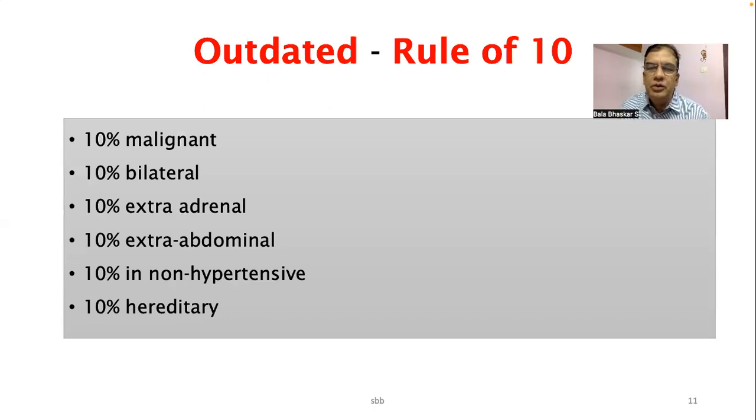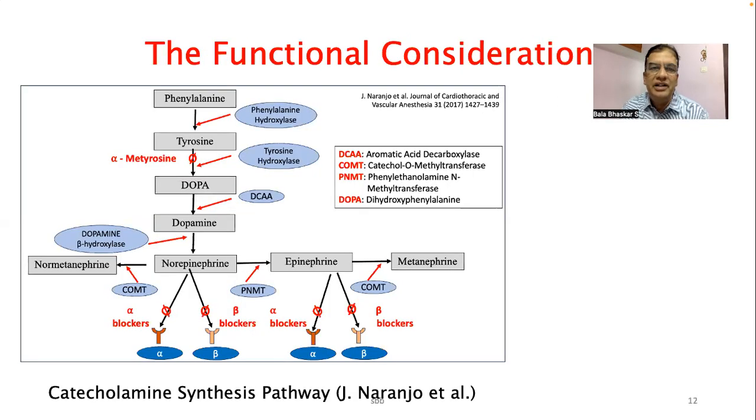We heard about the rule of 10 when we were young. Students were taught it and teachers asked about it very frequently, though it is outdated now because of accumulating data. Previously, it held that the tumor was 10% malignant, 10% bilateral, 10% extra-adrenal, 10% extra-abdominal, 10% in non-hypertensives, and 10% hereditary. So, being a mass arising from the adrenal medulla, we should remember the functional considerations.